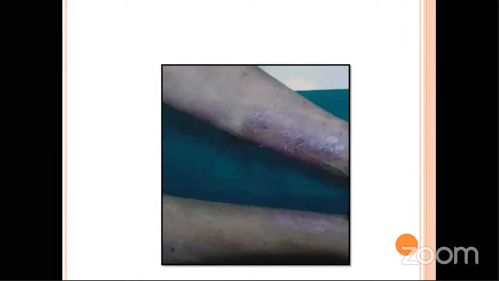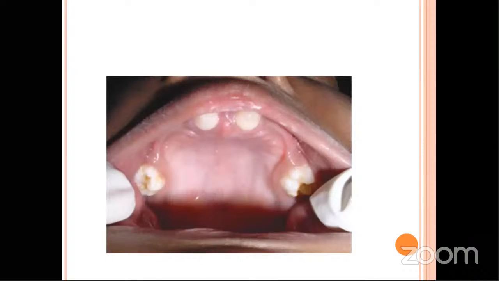Here are some of the image-based questions. Symmetrical bilateral lesions in winter, that is psoriasis. A picture showing scales of the skin, that is Auspitz sign. Here you can see congenital missing of the teeth, that is ectodermal dysplasia.